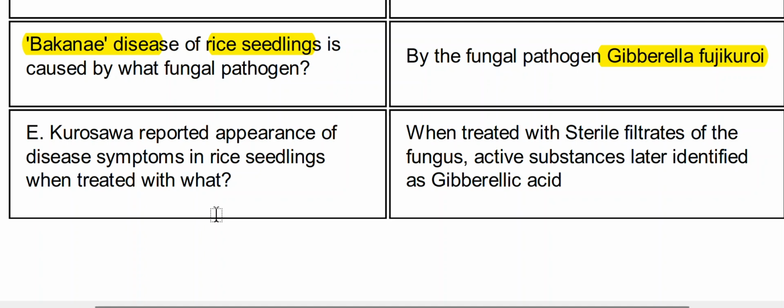Kurosawa reported the appearance of disease symptoms in rice seedlings when treated with sterile filtrates of fungus. What was in that fungus? Gibberellic acid.